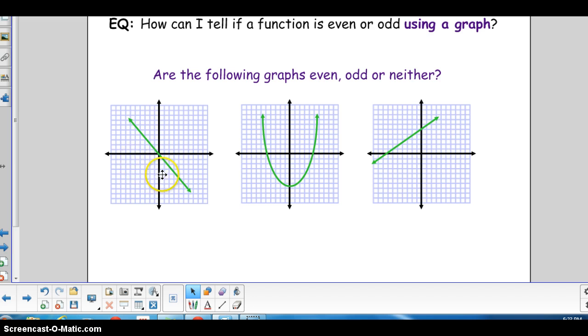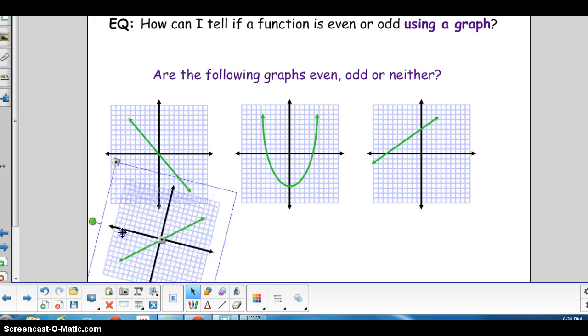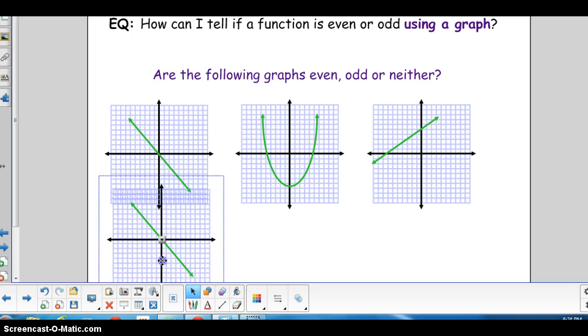All right, so let's look real quick. What do you think about this graph? This graph is going to be odd. If I take this line and I rotate it 180 degrees around the origin, we get virtually the same figure. So that's going to be odd.